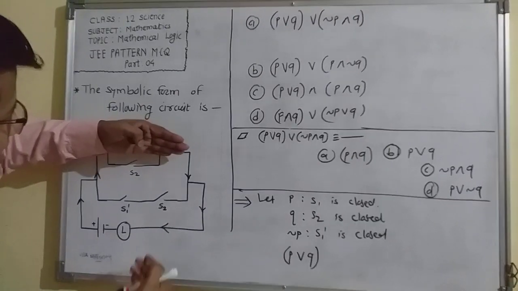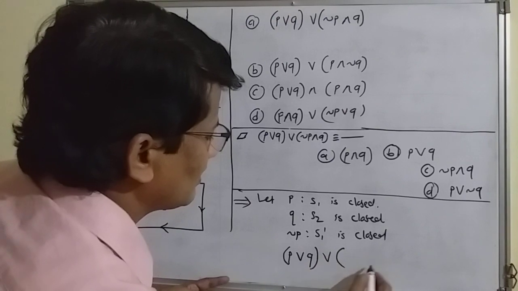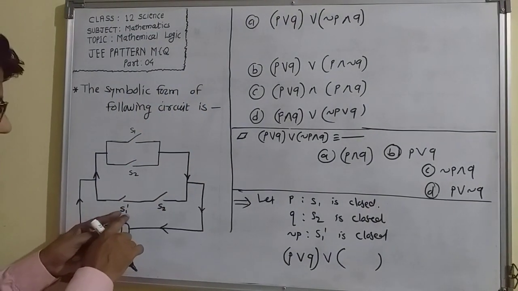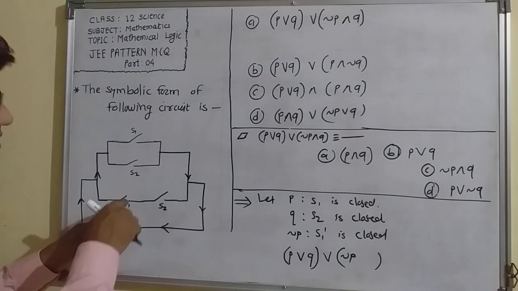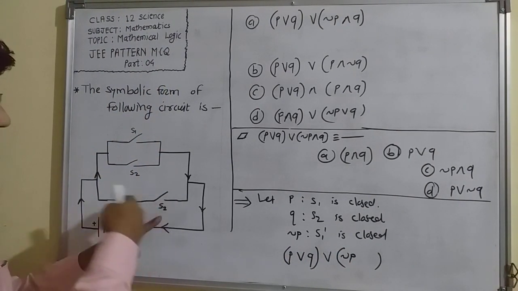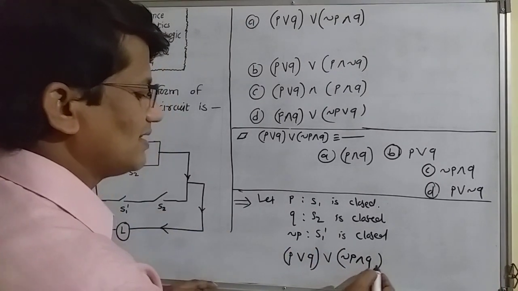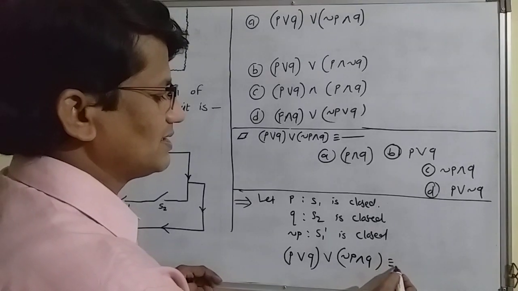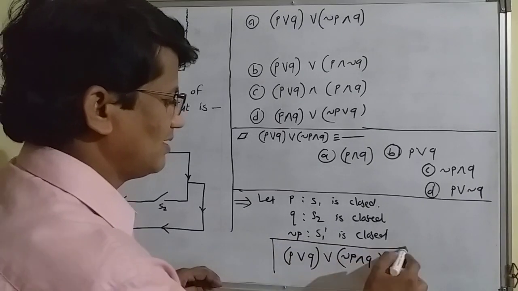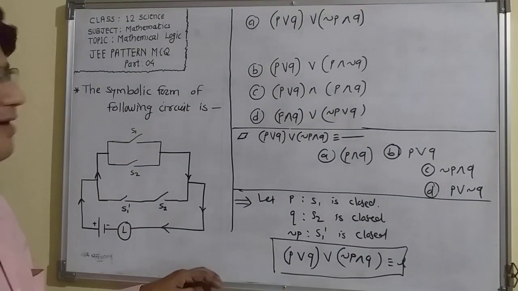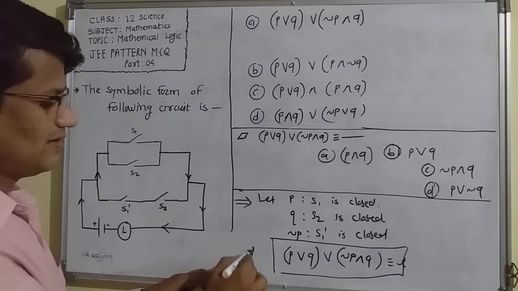But this whole wire is parallel to the other. Parallel means we can use or. And for this, S1 dash means here negation of P. Again, S2 is here, and for S2 we can use Q. And this is equivalent to what? L. L means the lamp will be on. Okay, this is the symbolic form of the given circuit.